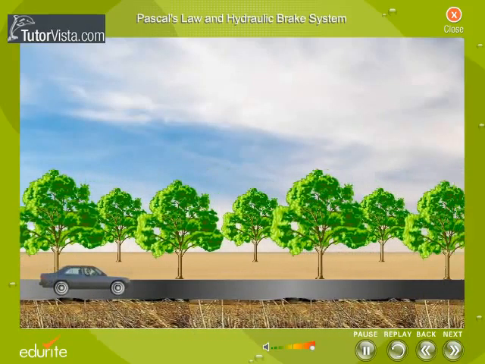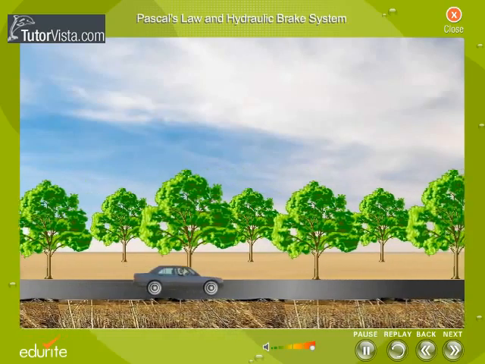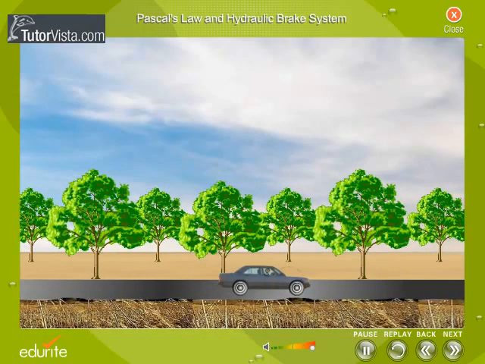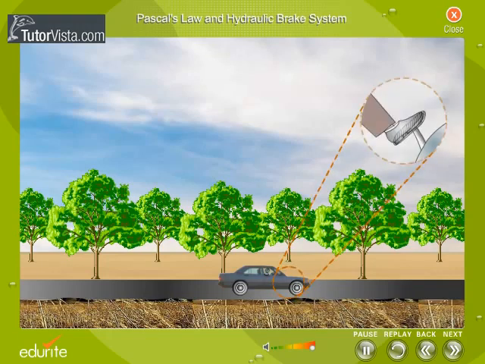Hydraulic brake system. We all know that a car slows down and stops when we apply brakes. But how does this happen? How does the force exerted on the foot pedal stop or slow down a car? How does it multiply the force so that it is enough to stop something as big as a car?